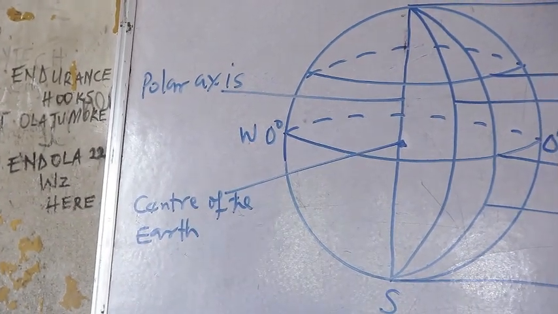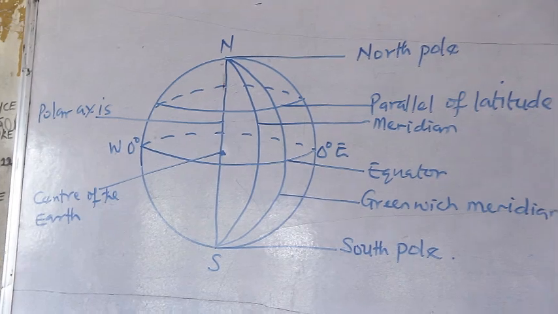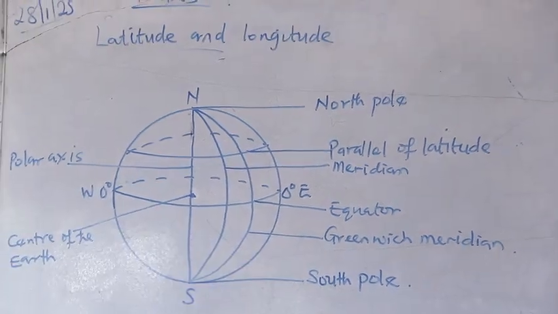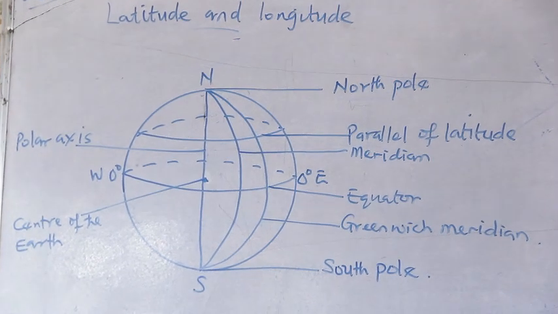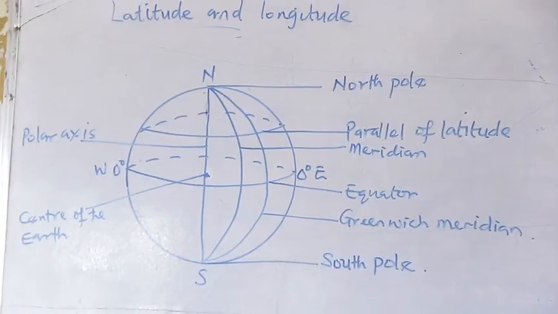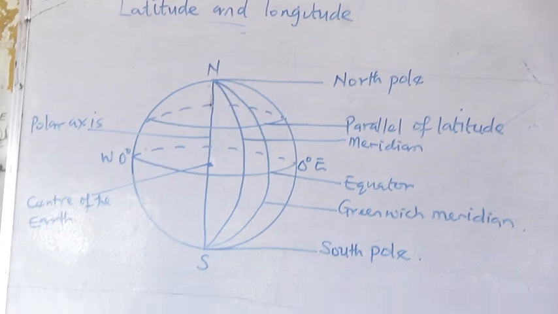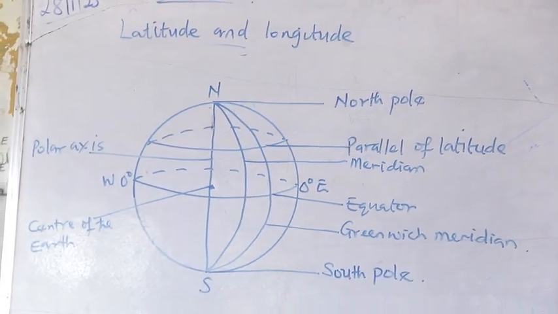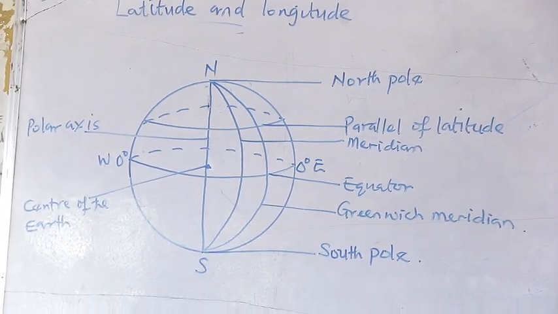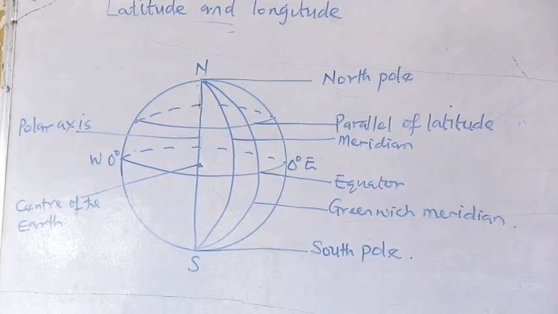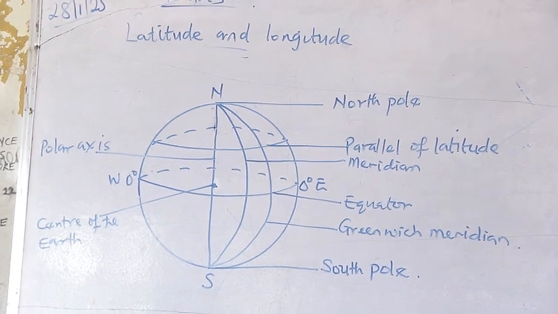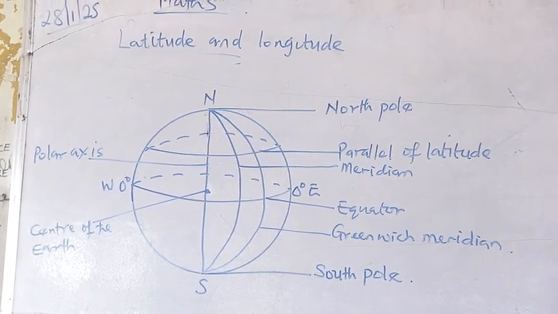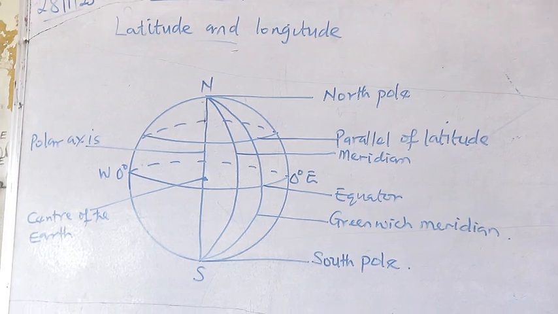Now quickly draw this diagram. A latitude is a circle that is drawn on the Earth's surface, having its center on the axis of the Earth. Full stop.